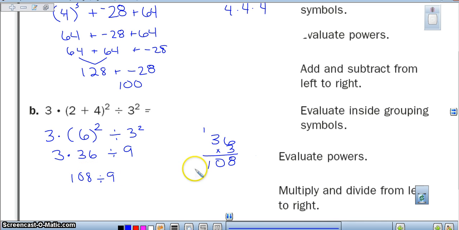Someone said, should I be using my calculator? Here's another way of thinking about this problem at this point. If you had 3 times 36, divide that whole thing by 9. Now why would I do that? The reason is that I know 3 goes into 9 3 times and 3 goes into 3 once. I also know that 3 goes into 36 12 times. And if I put 108 divided by 9 in my calculator, I also get the answer 12.